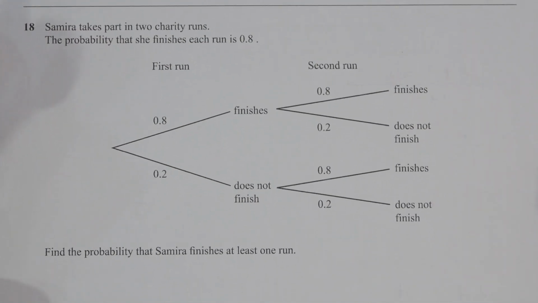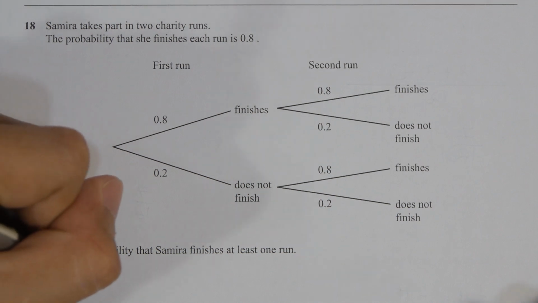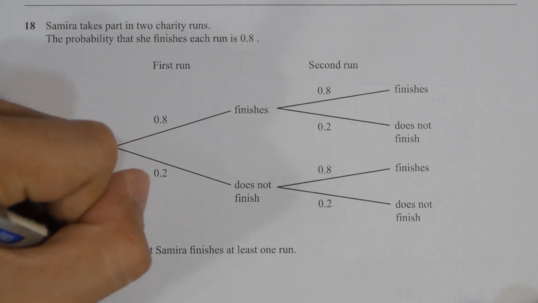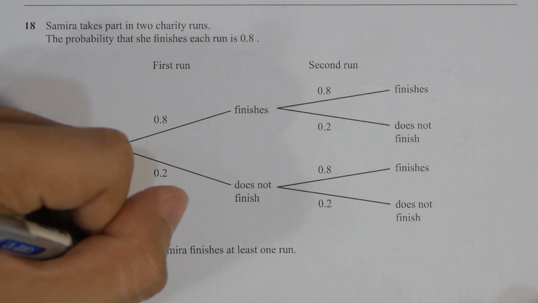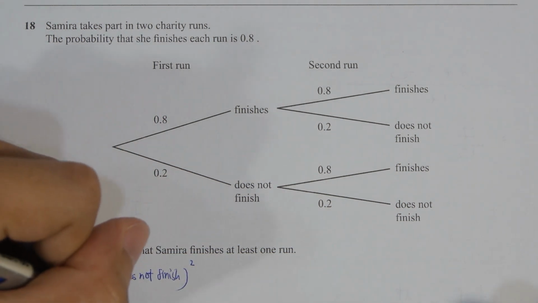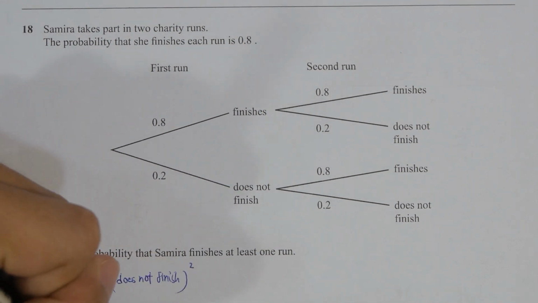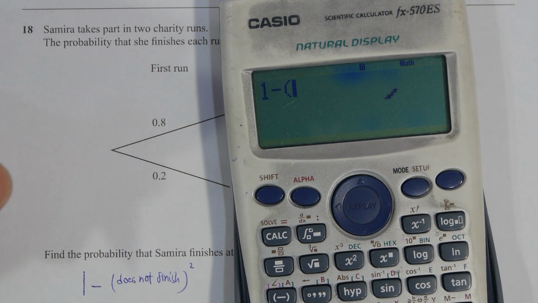But for question 18, okay, find the probability that Samira finish at least one run. So 1 minus does not finish, okay, then you get the answer, which in our case, it is 1 minus 0.2 times 0.2, and the answer will be 0.96.